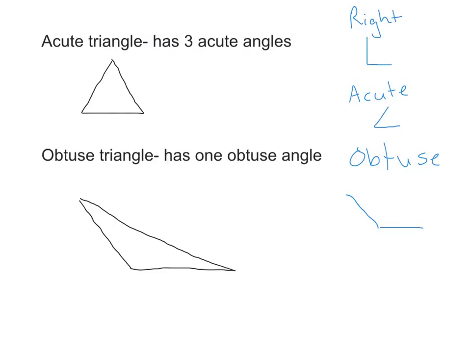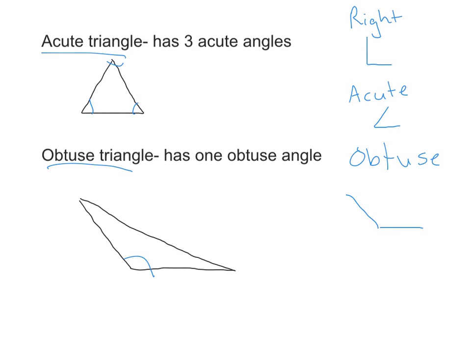So with an acute triangle, which we have here, it has three acute angles. All of them are acute. And with the obtuse triangle, it has to have one obtuse angle, and in here this is your obtuse angle.